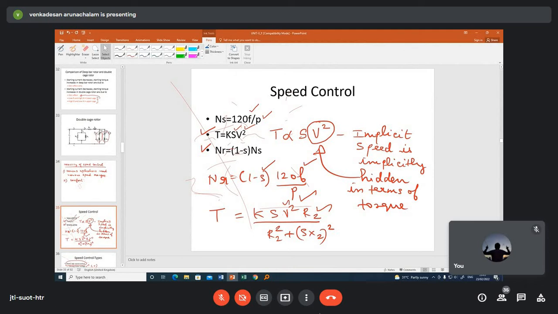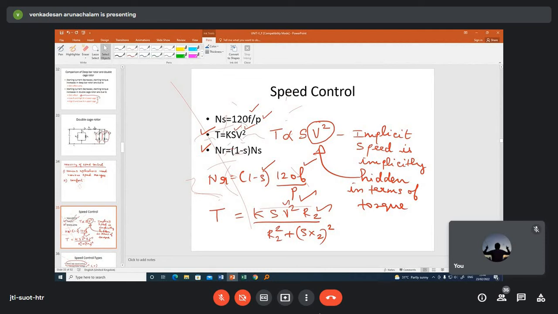And another equation is the torque equation. So that is what the torque equation I have given there. Torque is equal to K S P squared R2 by R2 squared plus (S X2) the whole square. Here, the linear region is very much important when compared to the nonlinear region. So the operating point lies in the linear region only.